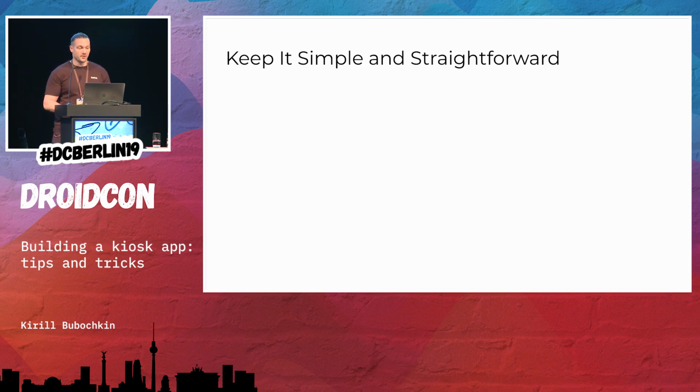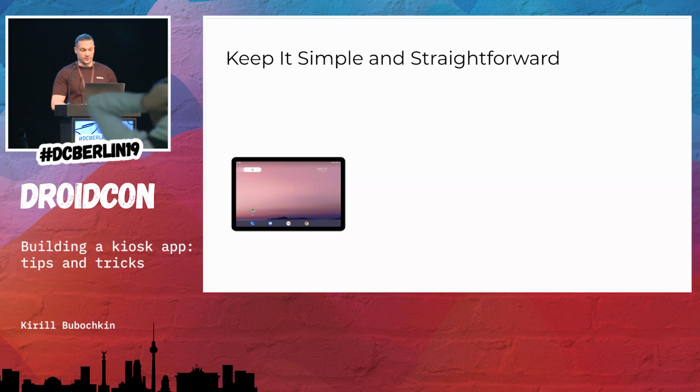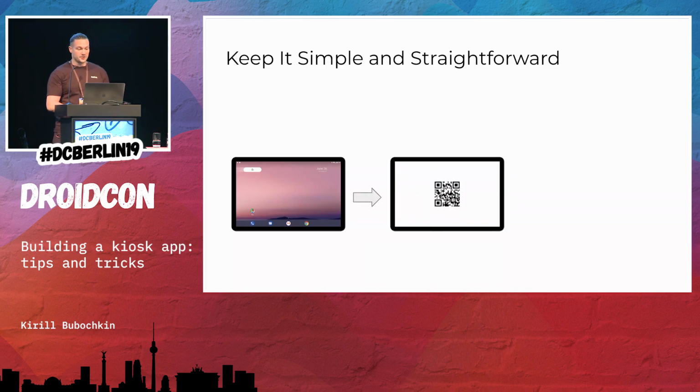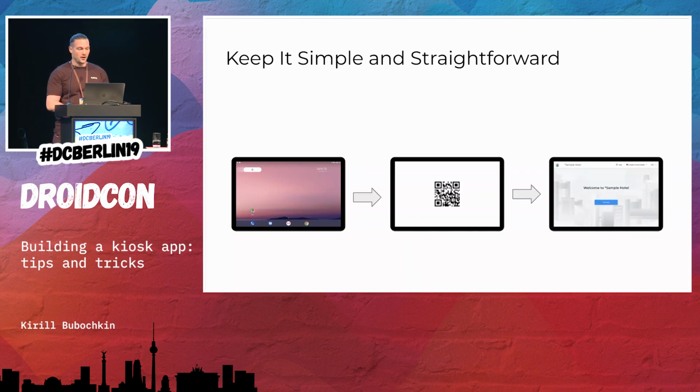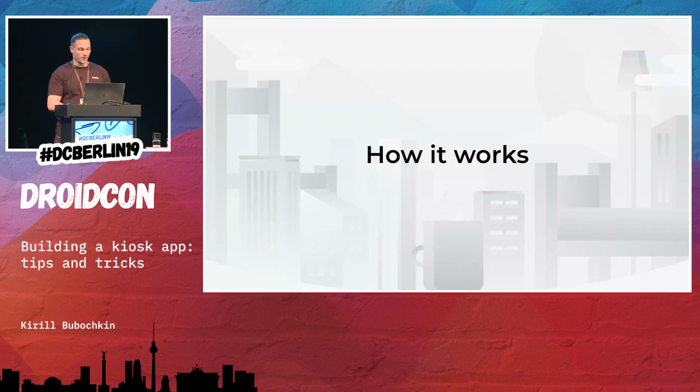So, keeping it simple and straightforward, we need the hotel to grab some Android device and install our application by following some simple steps. For example, it could be scanning a QR code, and that's all. Forget about managing the device. It should just work. That means we need to develop this controller application as well.